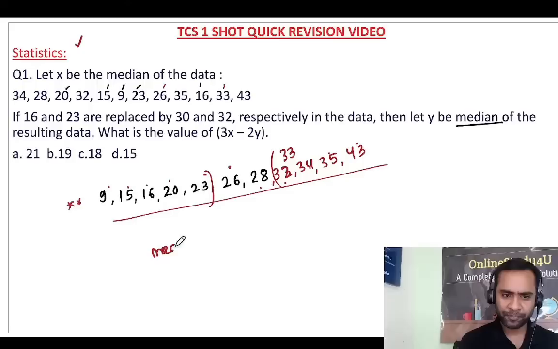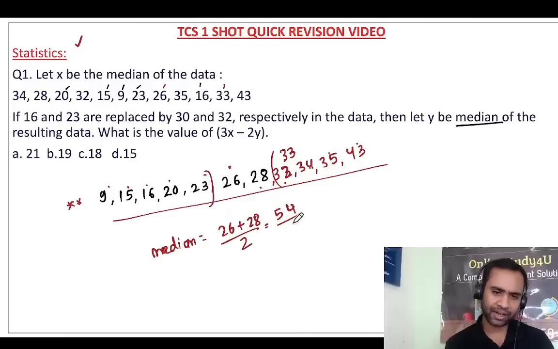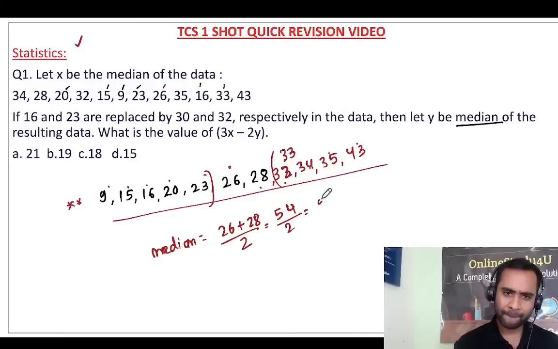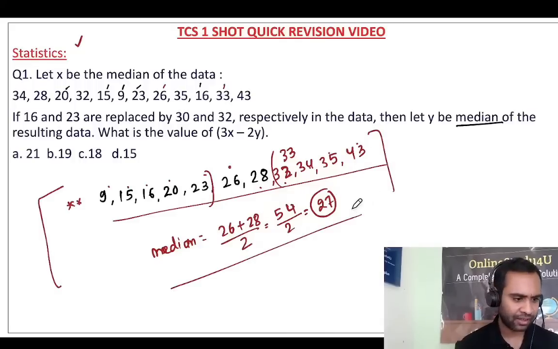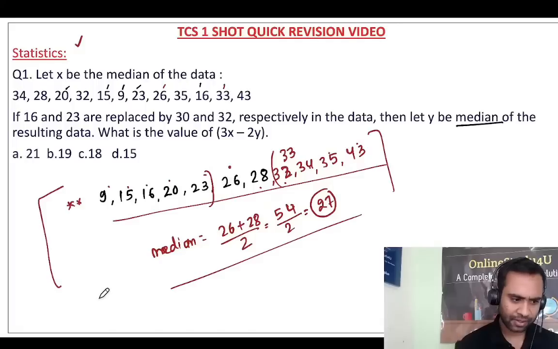So now my median will become 26 plus 28 divided by 2. It will be nothing but 27. Is there any mistake here? Have I missed any data? This is fine. 27 you are getting, right? Let me know if any data is missed.